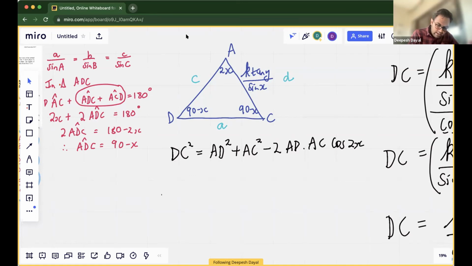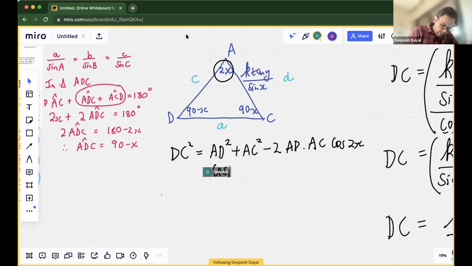Okay, and why is it cos 2x? Because this is the angle that we're looking for. So it is a squared equals b squared plus c squared minus 2bc cos a, and that is the cos angle that we're looking for. So we could use this, plug everything in, and then eventually get the answer. So this one here is using the cosine rule, right?